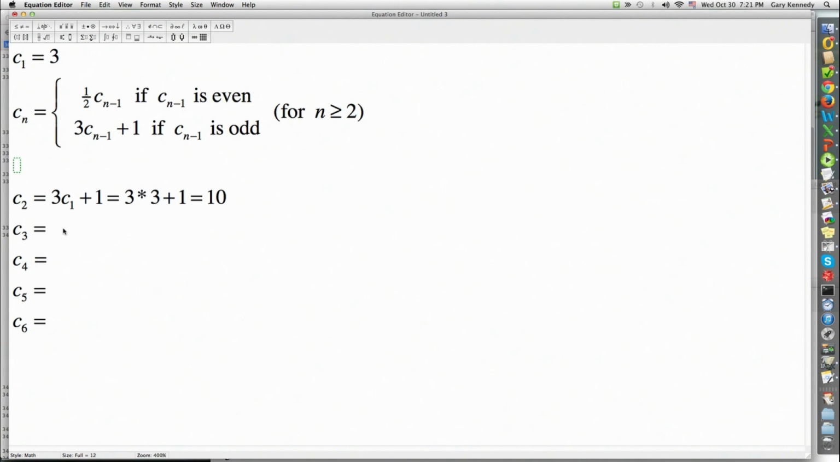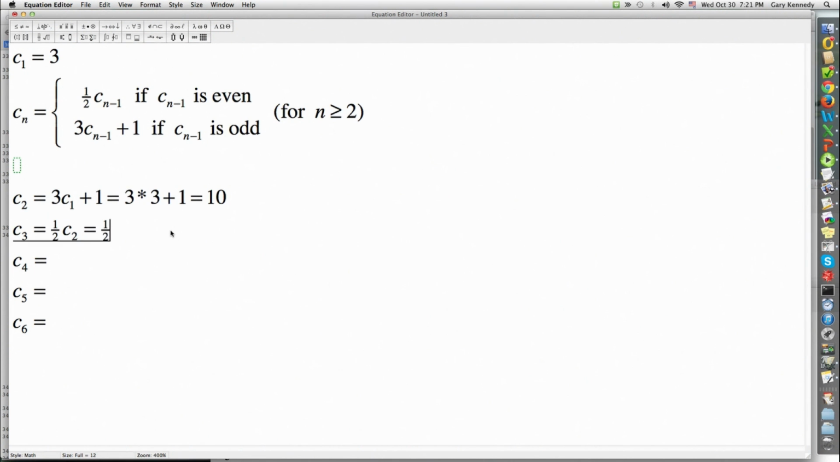Okay, what about C3? Well, look back at C2. Is it even? Is it odd? C2 is 10, which is even. So now we're supposed to use this other formula, which I'll copy and paste. We want to use this when n is 3, and therefore n minus 1 is 2. So it says 1/2 C2, so this is 1/2. Let me copy that from here.